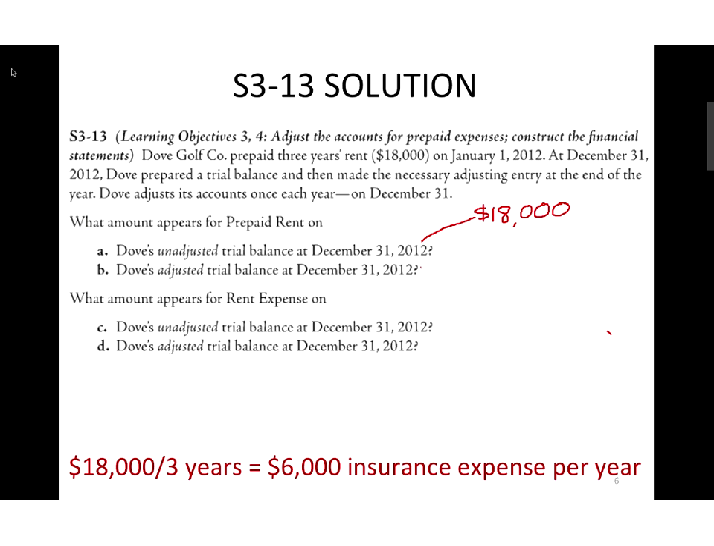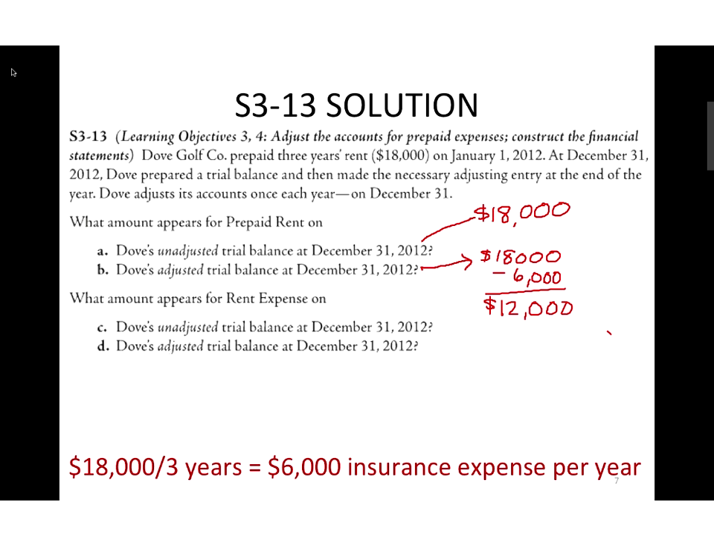So what we're doing with the adjusting entry is we're recognizing that we used 1 year of rent, because this is now December 31st. We paid 3 years of rent on January 1st. So after 12 months, we've used $6,000 of rent, because it's $6,000 per year. So what we'll see there for B is their adjusted trial balance, after the adjusting entry, says that for prepaid rent we have $12,000 left.